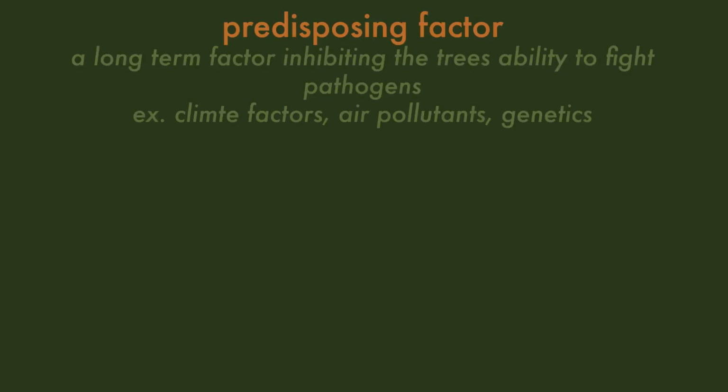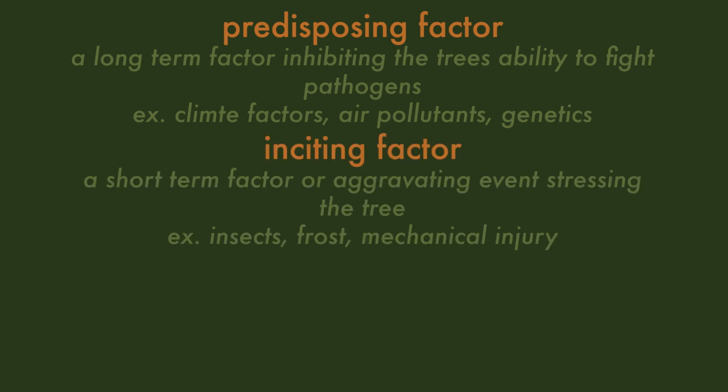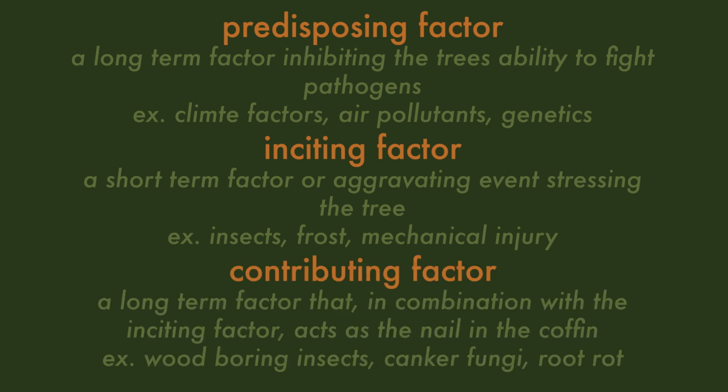It's really an interaction of three factors of disease. There's a predisposing factor, which is inherent to the location that the tree is growing. There's an inciting factor, which is a short-term aggravation that really stresses the tree. And there's a contributing factor, something long-term that kind of pushes the tree over the edge and is the nail in the coffin. Maple decline is a good example of a decline disease.